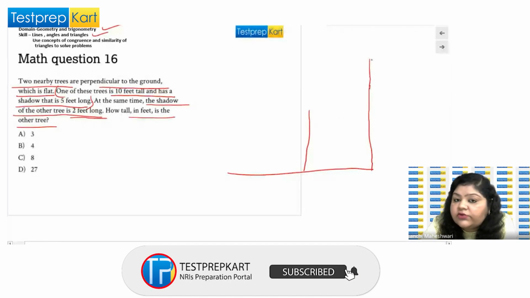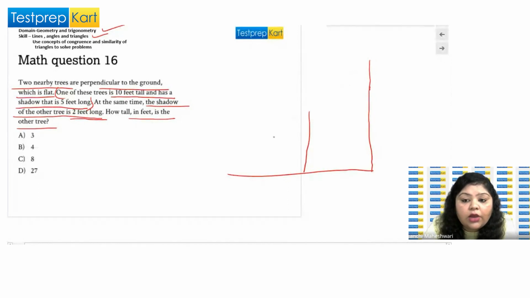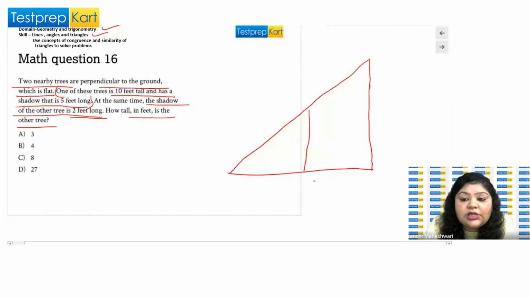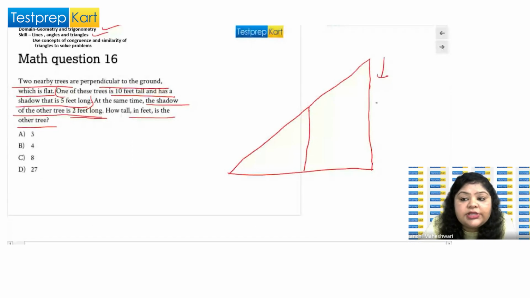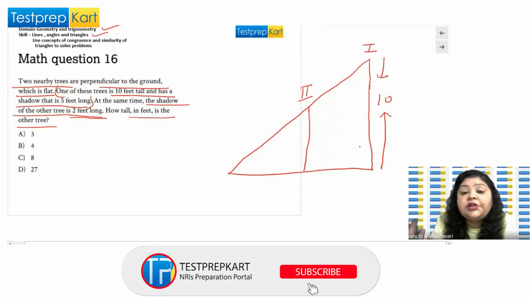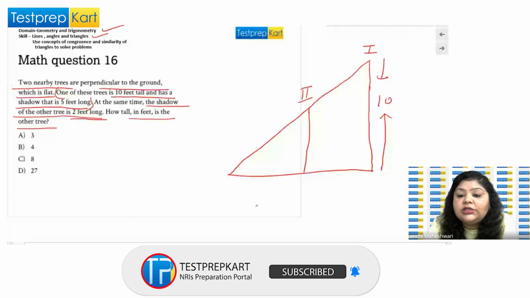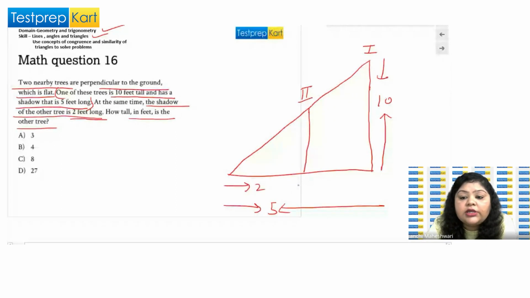So this is your first tree and this is your second tree, and both of them have a shadow on the ground. This is representing the length of the shadow. The first one was 10 feet tall, so this is the height of the very first tree. This is my first tree and this is my second tree. Because the first one is taller, obviously the shadow will be longer. So this will be 5 feet, the length of the shadow of the first one. Now the shadow of the second one would be this much only, and of course that is 2 feet only.